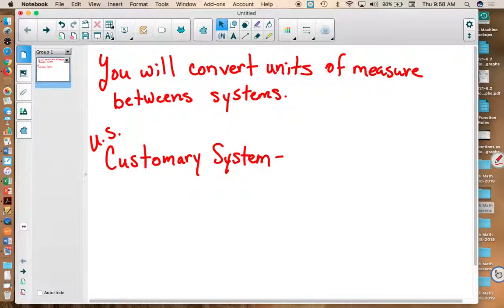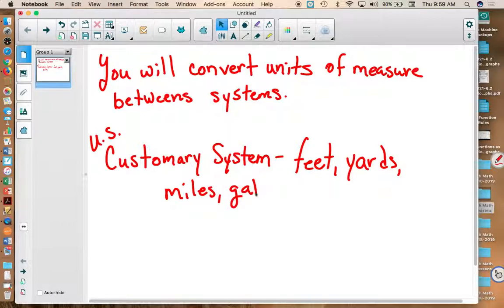When we're talking about measurement in the United States, typically, customarily, we use feet, yards, miles, gallons. Anything else you can think of that we use on a regular basis? Inches. Talon, I was going to say inches. Okay. Somebody else with some United States customary measures.